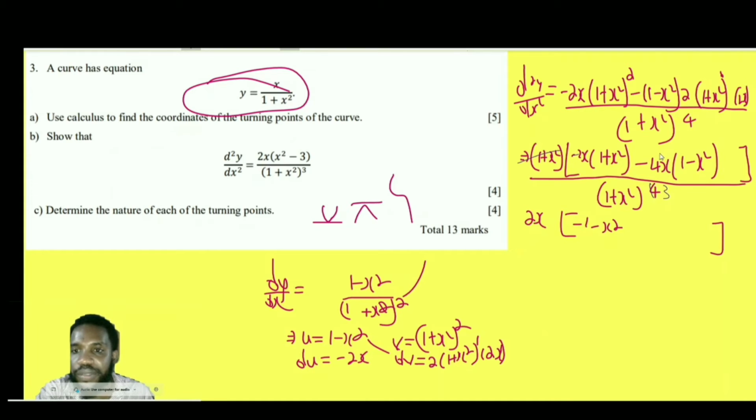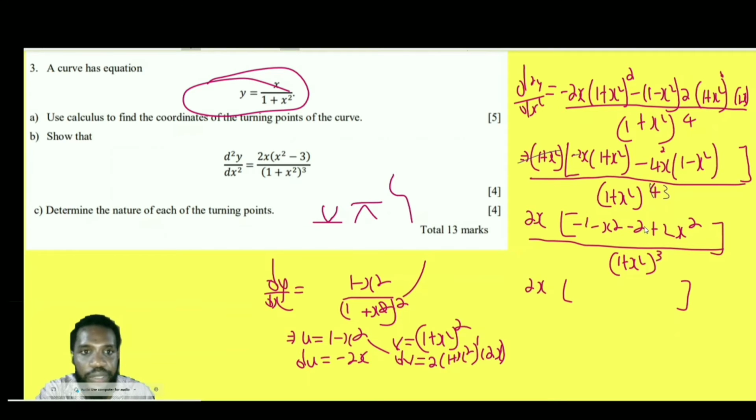If I factor out a 2x from here, all I'm going to be left with here is 2. So I'm going to have 2 there. So I'm going to have minus 2 times 1, which is minus 2. And minus 2 times x squared is going to give me positive 2x squared. And I'm going to put back everything over 1 plus x squared to the third power this time. So now you have 2x open bracket. Let's see what happens. Negative 1 minus 2, that's negative 3. And negative x squared plus 2x squared, that's positive x squared, all over 1 plus x squared to the third power.